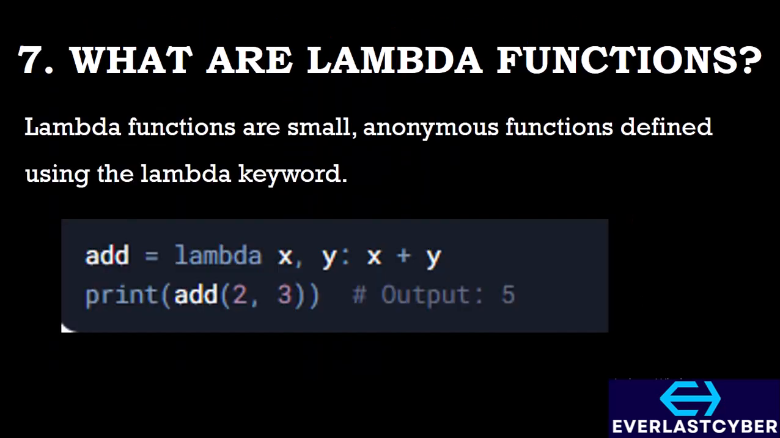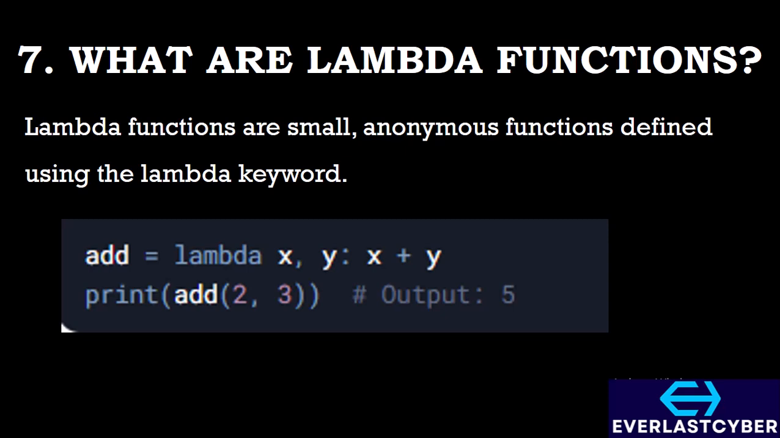Question 7. What are lambda functions? A lambda function is a small anonymous function that is defined using the lambda keyword. It can take any number of arguments, but it can only have one expression. Lambda functions are used for short, simple operations.